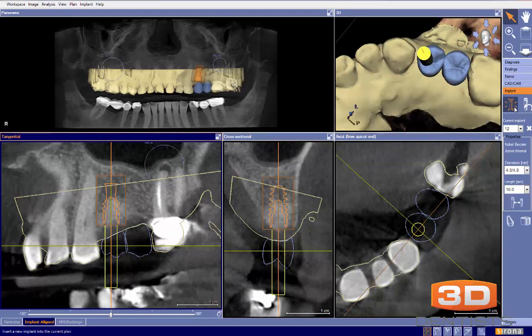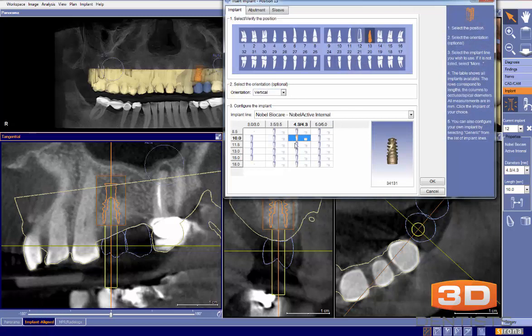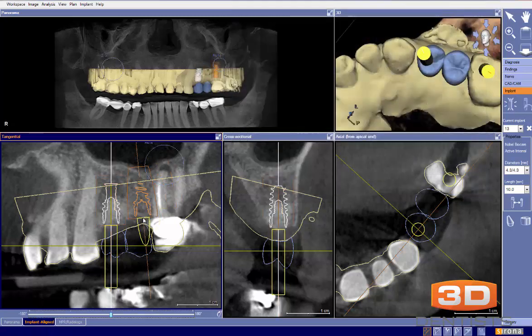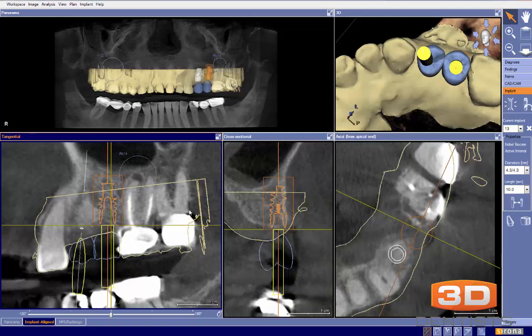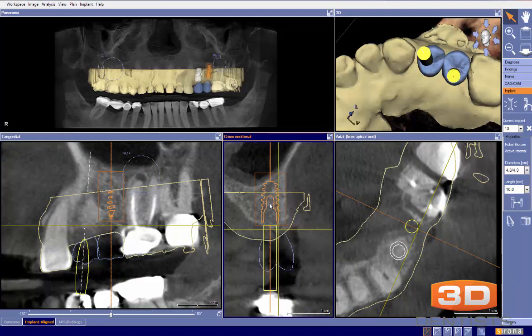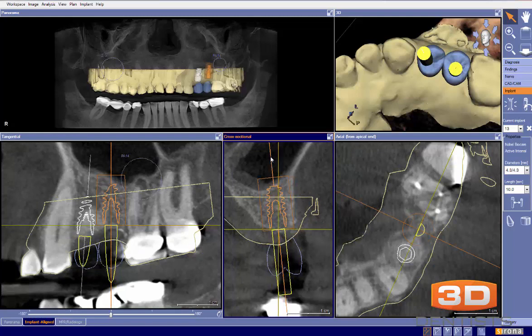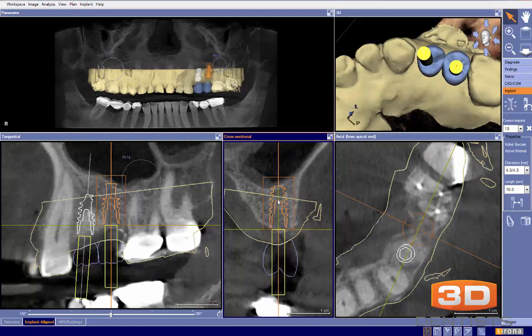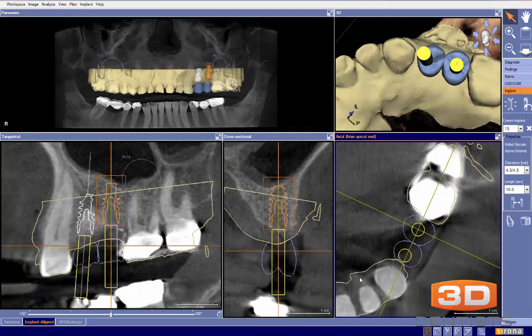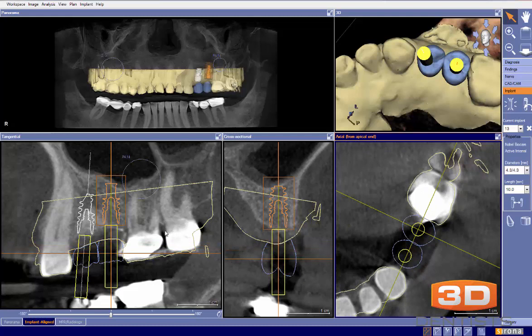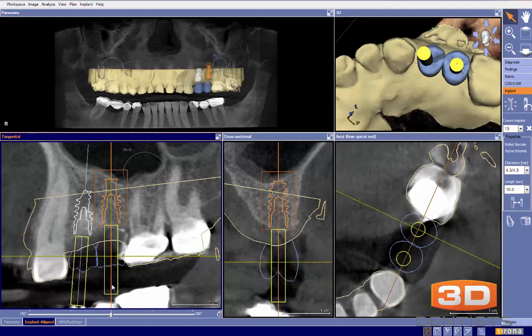And then I would come in and plan tooth number 13 in the same manner. So we'll go ahead and get that done just like so. Get that in the right spot. There we go. And 13 is actually a little bit easier to do than 12. But I have zero issues, these are great sites.